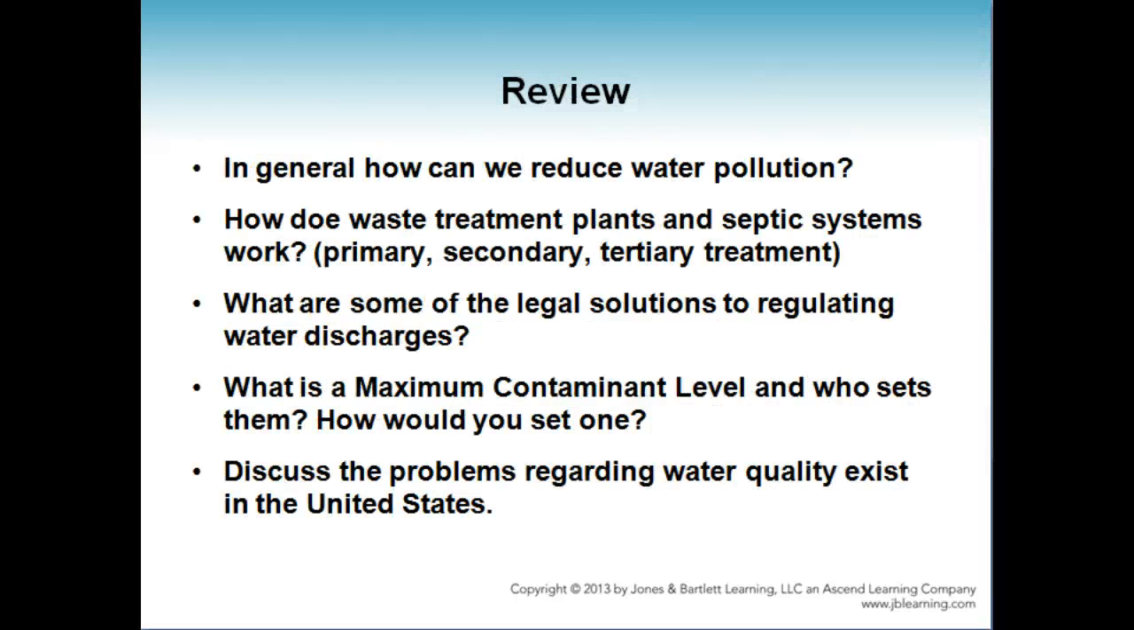At the end of this chapter, we talked about how we can reduce water pollution in general. We also talked about how waste treatment plants and septic systems work, including the primary, secondary, and tertiary treatment of sewage. What are some of the legal solutions to regulating water discharges listed in the chapter? And we should also know what a maximum contaminant level is and who sets them. And how would you set one anyway? It's a good thing to think about.